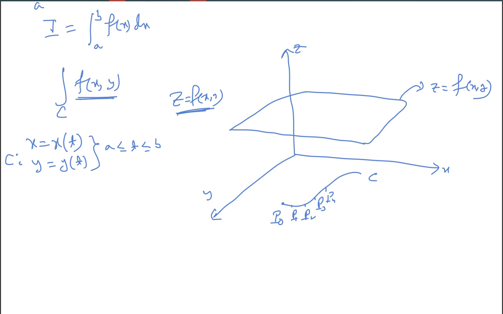Now if you project each point, P0 will have some coordinates x0, y0, then P1 will be some x1, y1, then P2 some x2, y2, like this. So for each of P0, P1, P2, you can find from here z values z0, z1 like this.